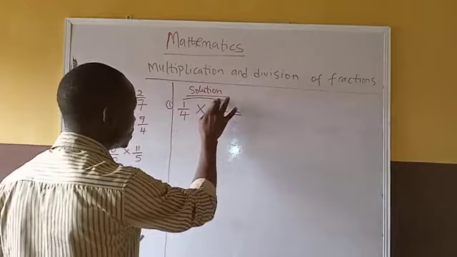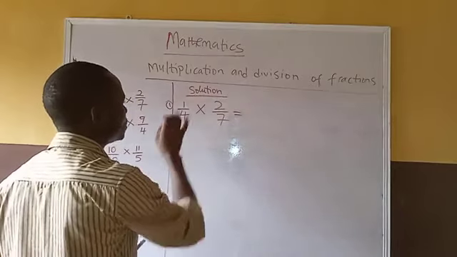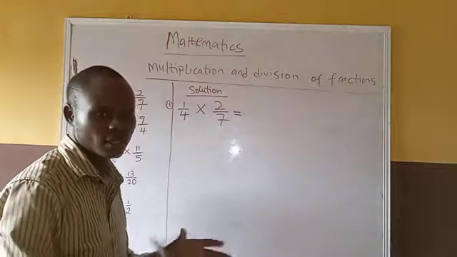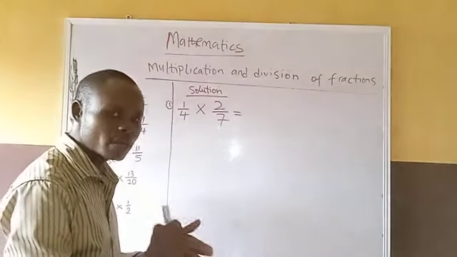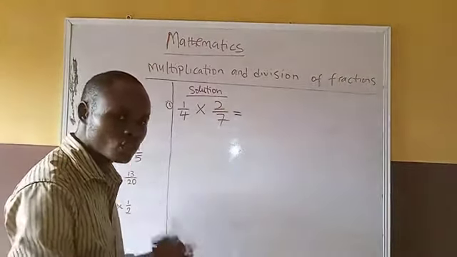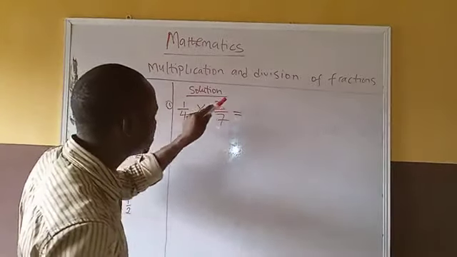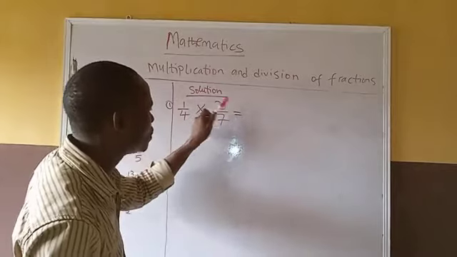Do you understand? Don't look for the LCM. When you are multiplying fractions, just walk straight. Don't cancel out anything, so that you will not make a mistake. Don't reduce any figure here. Just multiply numerator by numerator.